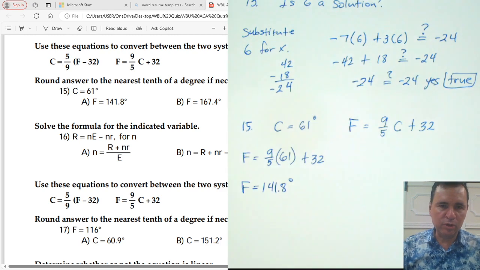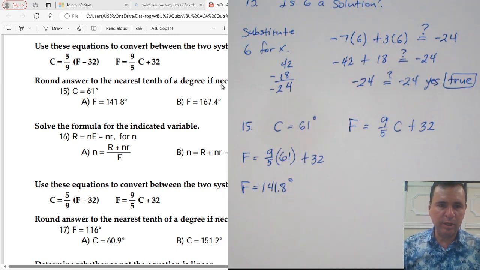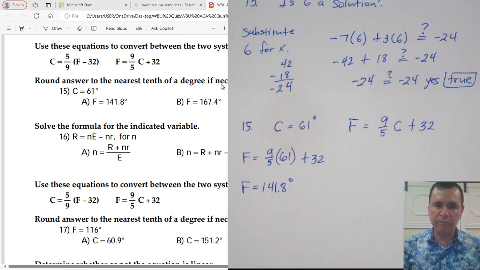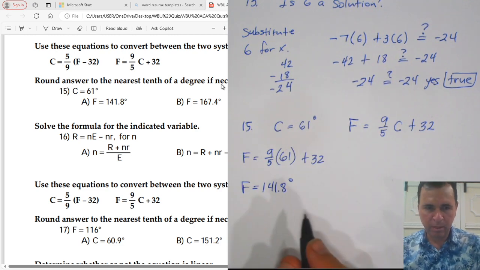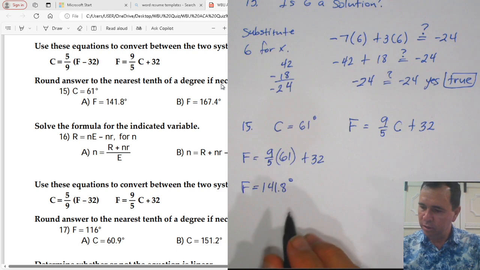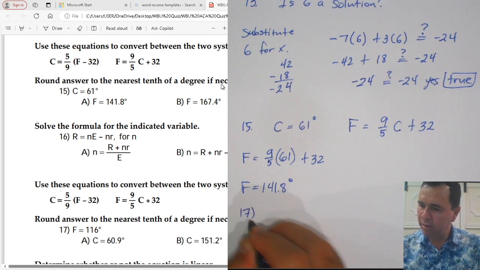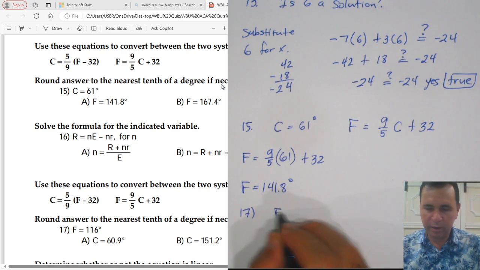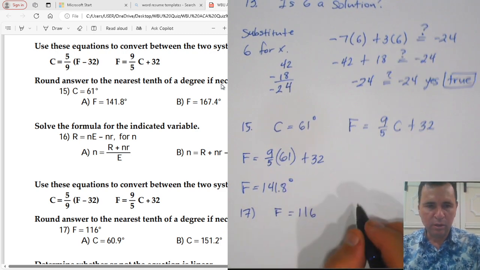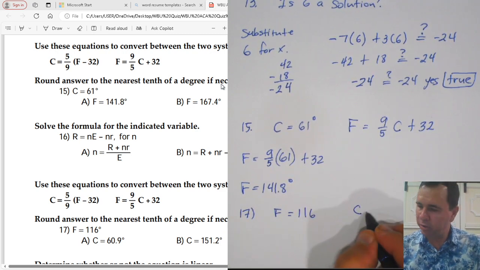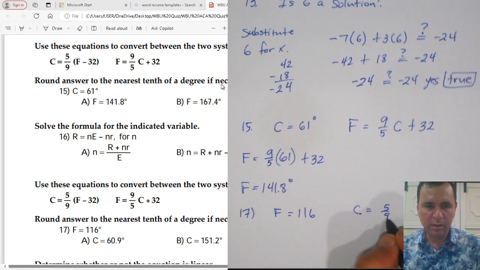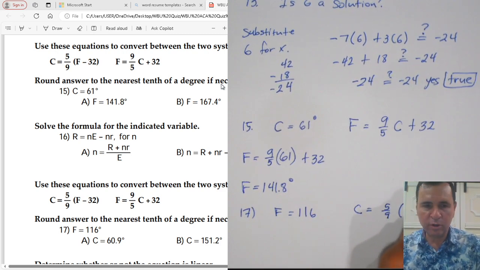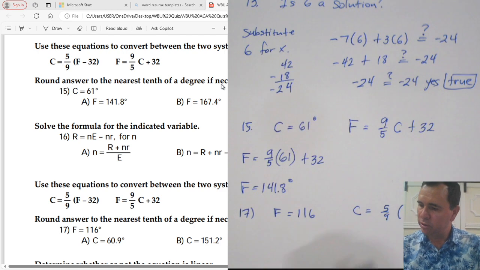All right, you get to do 16. I'll do 17. 17 is a conversion in reverse. They give us the Fahrenheit, they want the Celsius. So let's go ahead and do that. They tell me Fahrenheit is 116. So now to get Celsius, we have to do 5/9 times the Fahrenheit temperature minus 32.